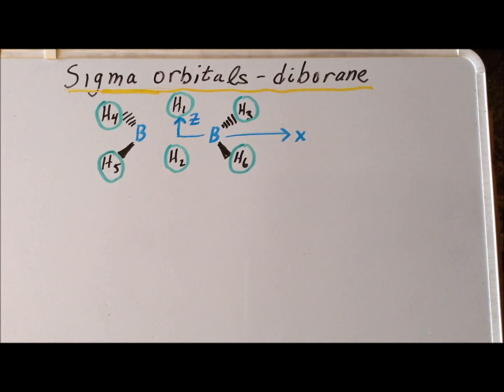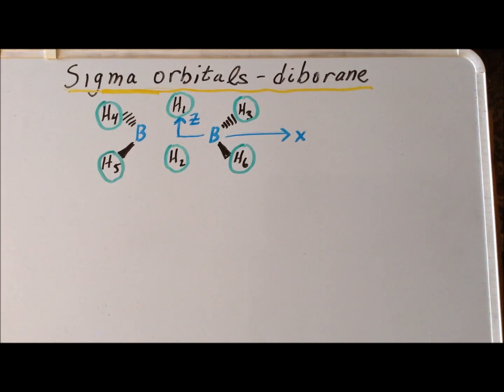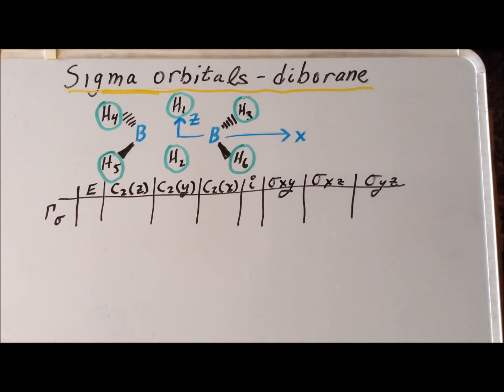So the first thing we have to do using the projection operator method is to find the linear combinations of these hydrogen group orbitals, and then we will see how they interact with the atomic orbitals on the boron atoms. First, we need to construct a reducible representation for this sigma bonding involved in the group hydrogen orbitals. The way we do that is to construct a table, and we have one column for each class in the point group.